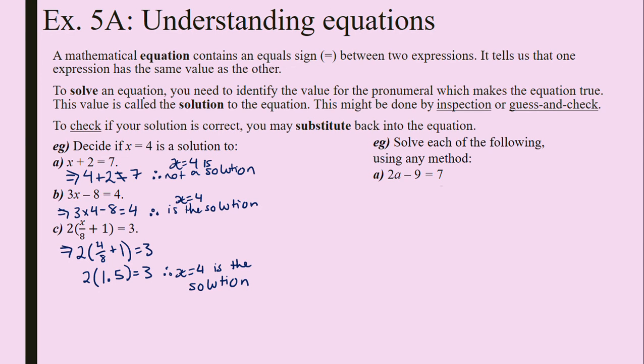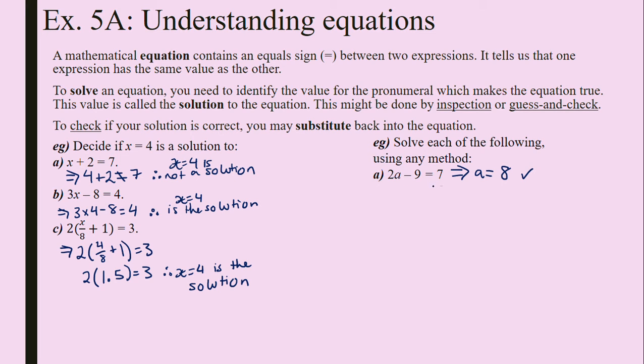We're going to solve each of these using any method. So we have 2a minus 9 equals 7. We want a value for a that makes this equation true. There are a few ways that you can do this. You might be able to just look at this and see the answer jump out at you, or we might need to solve it. If you have guessed upon looking at this that a equals 8, you would be correct.